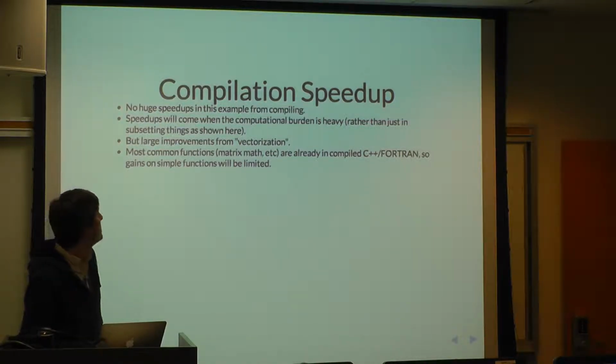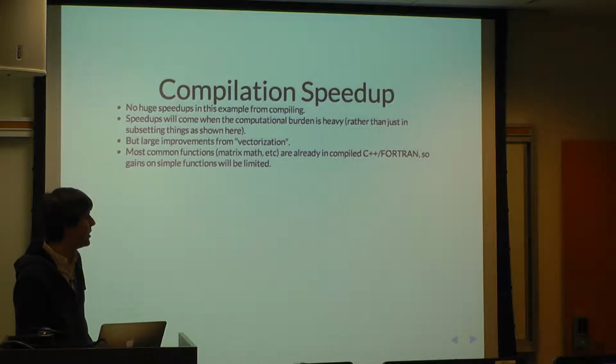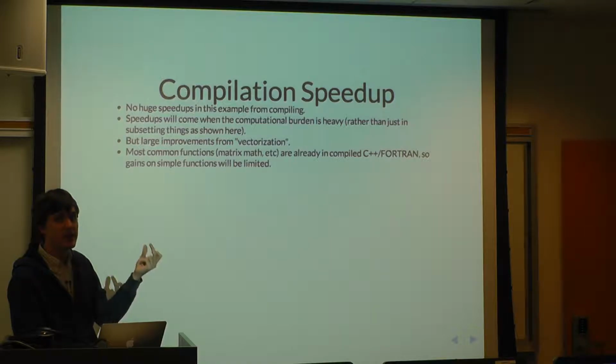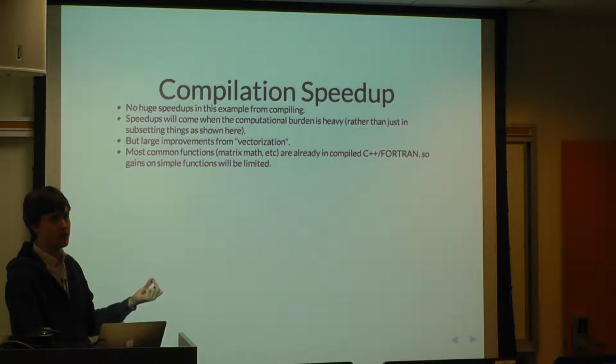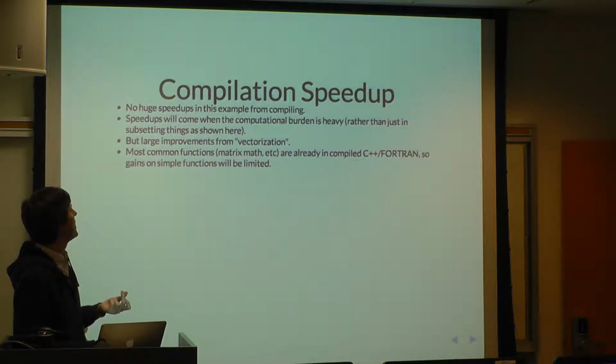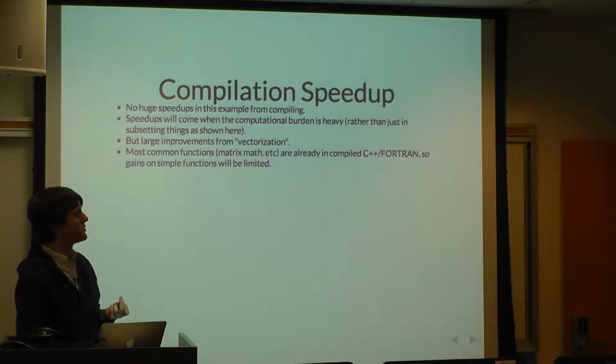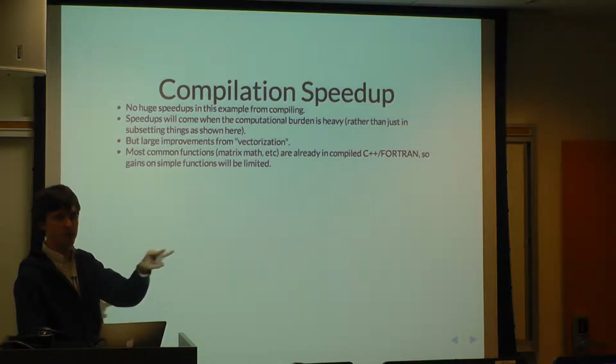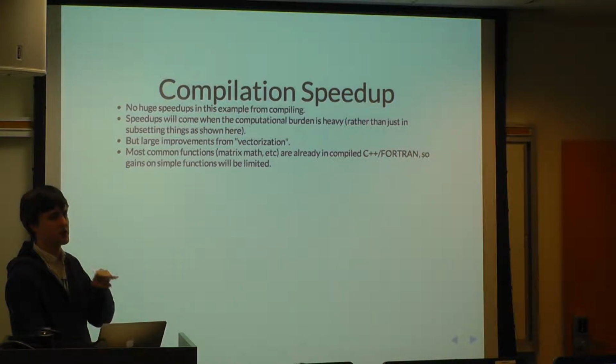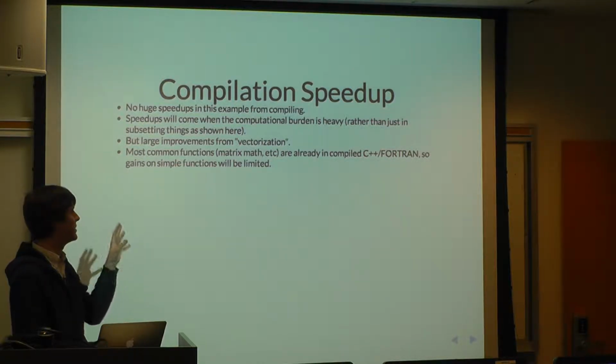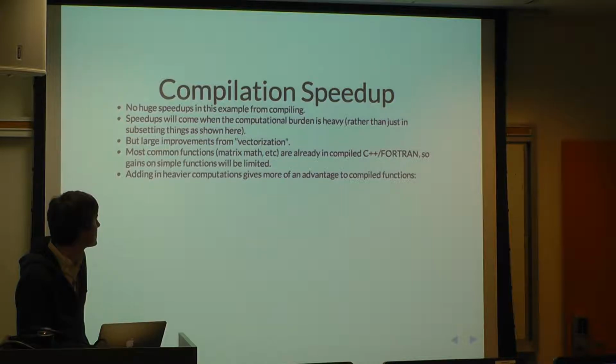So most common functions are already compiled in either C++ or Fortran. So gains on really simple functions are going to be limited. What you should think about is that compiling in R is generally going to speed up all of the glue between the actual primitive things you're doing. The primitive things are not going to get any faster, but all the glue between them, that's where things are going to get faster.